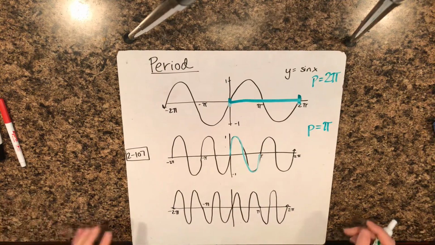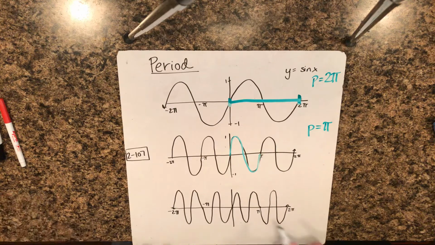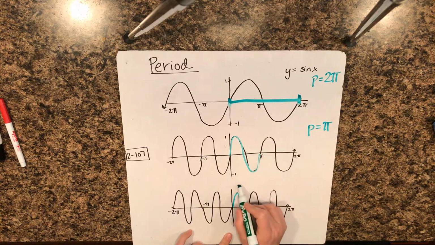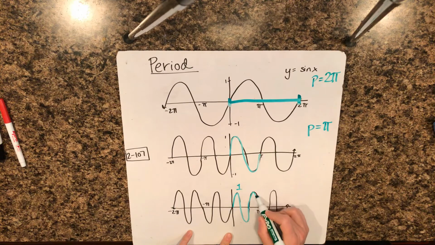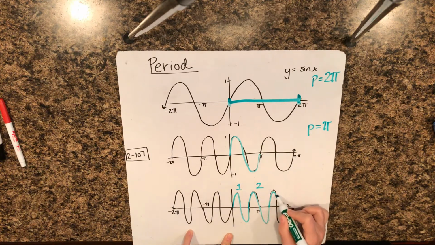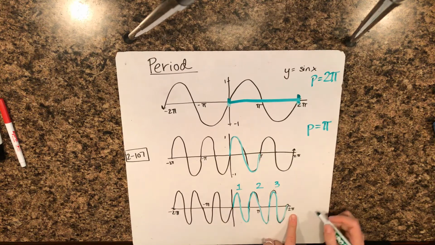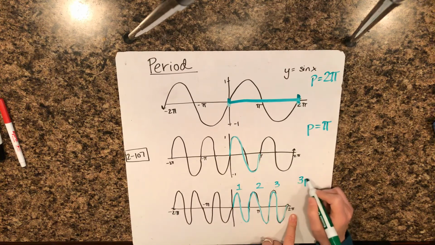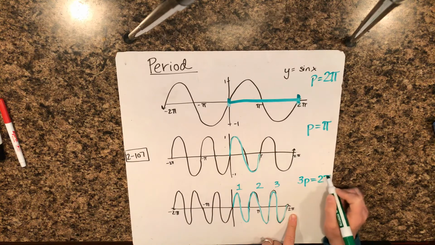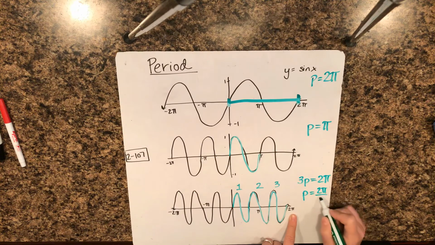This one at the bottom, it's up and down and back. Ooh, what is that? Here's another way to tell. So that's 1 period, up and down and back, 2 periods, up and down and back, 3 periods in 2 pi. 3 periods in 2 pi. So what's the period? The period is 2 pi over 3.